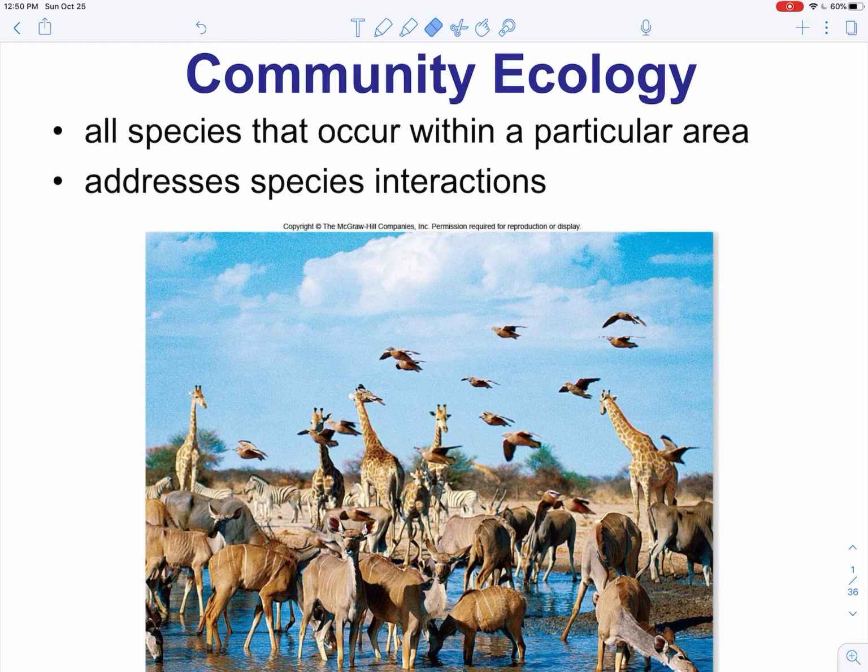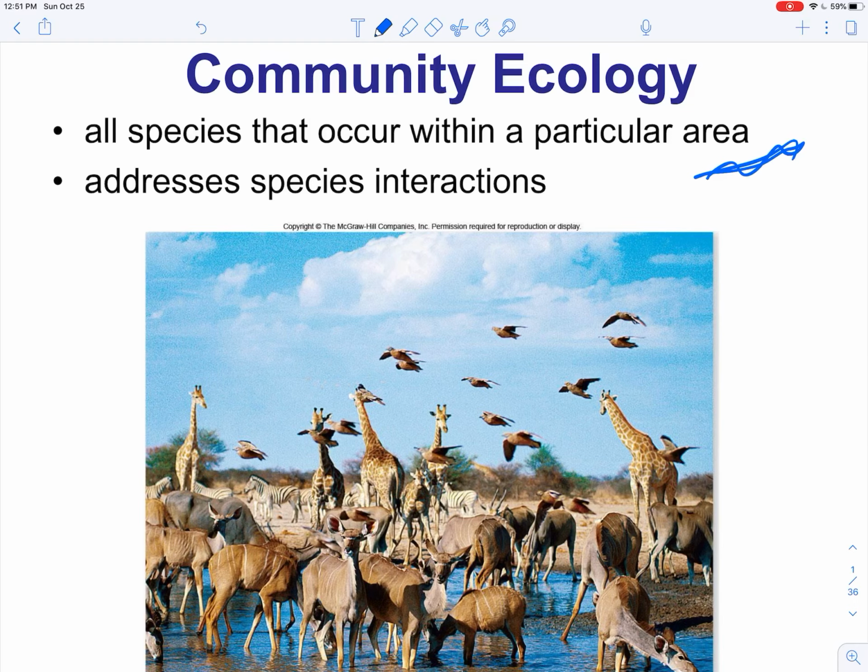Hi folks. This week we're starting into our unit of community ecology, so scaling up from population ecology, now on to communities. Just as a reminder, we define a community as all species that occur within a particular area. And the boundaries of where a community begins and stops is often unclear and is set by the observer or the person studying that community.